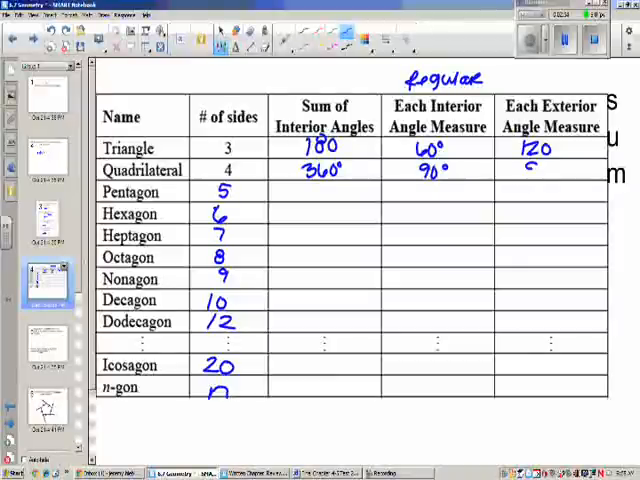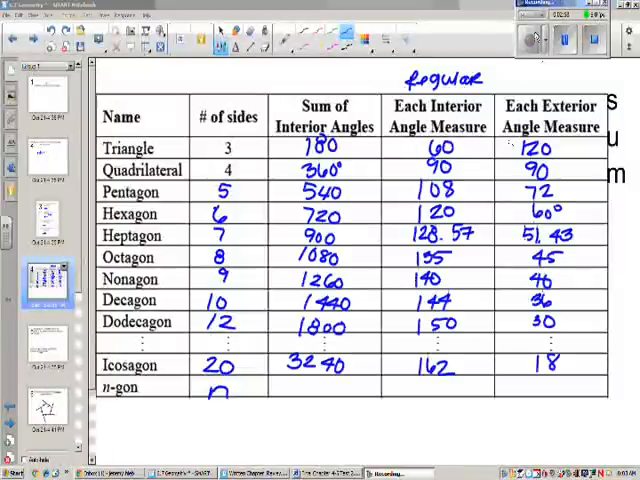See if you can figure out the rest of the table. All right, so I hope you got this for the table. We did the quadrilateral, so for the pentagon you've got 540, the sum of the interior angles. We just keep adding 180 until we get to the decagon, though, because remember, a dodecagon has 12, so we have to add 180 twice.